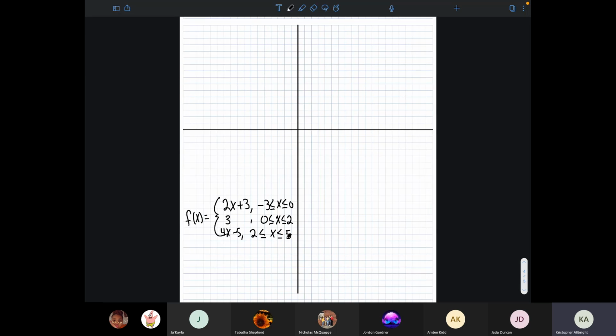We're going to find these parts of the graph right here. So we go from -3 to 0. So -3 to 0. And we say, okay, now we need to graph 2x plus 3, which we know how to graph because it's in slope-intercept form. So we graph that. We find plus 3, 1, 2, 3, which is our y-intercept, and we put a dot. And then we graph our slope, which is 2 over 1.